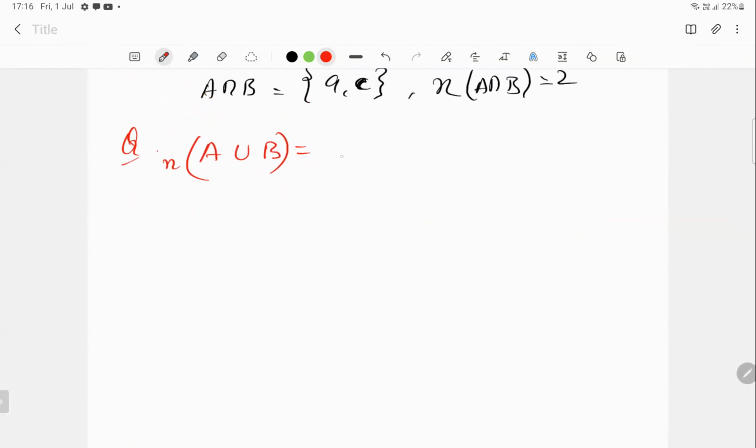How do we write it in terms of A? Did I ask? Formula. What is formula? Don't say that. Yeah, tell me the formula. Is this correct? Because we are writing the number of elements.